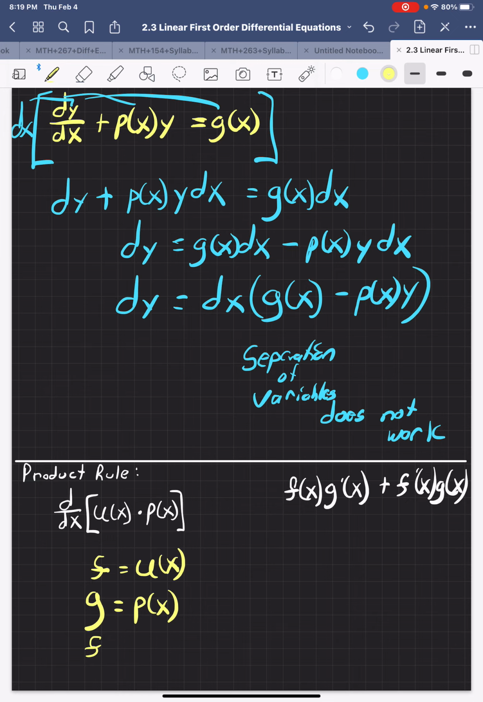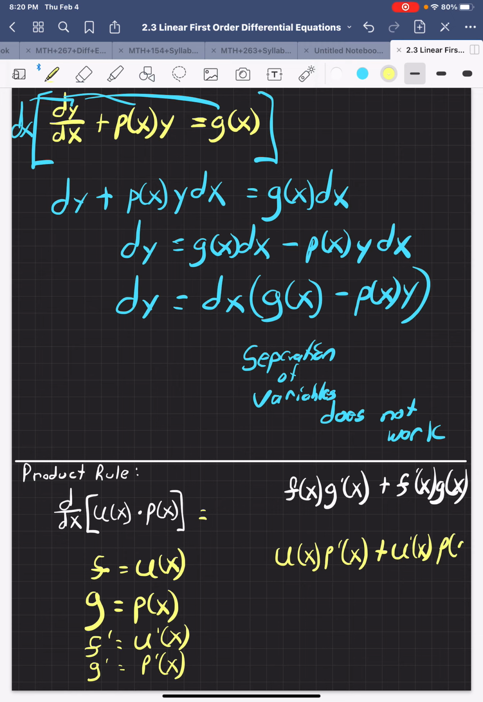Ready? So now f prime in this case would just be u prime of x, and of course g prime would be p prime of x. All right. So in this case, we simply would have that the derivative of u of x times p of x would be as follows. It would be u of x times p prime of x plus u prime of x times p of x.